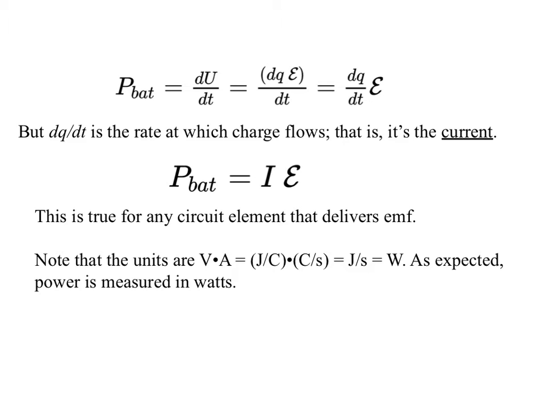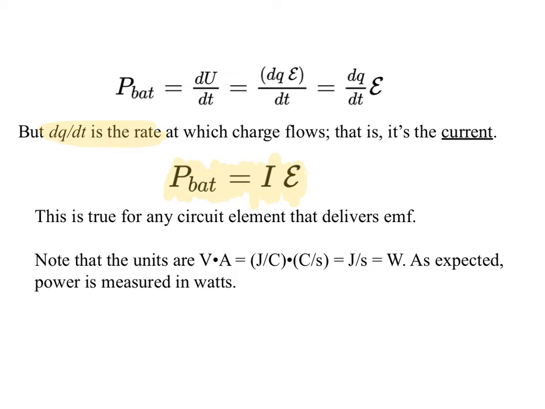But remember that dq/dt is the current. And so P battery is just the current times the EMF, I times E. And that's worth knowing. This is true for any circuit element that delivers EMF, that it must deliver power, which is the current times the EMF. The more current you draw, the faster you draw down the battery, which certainly makes some sense.